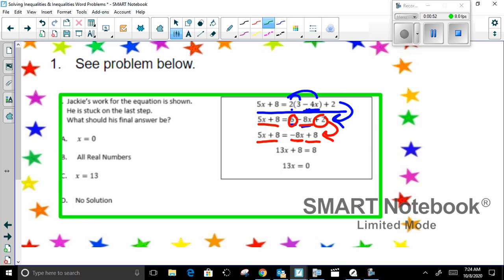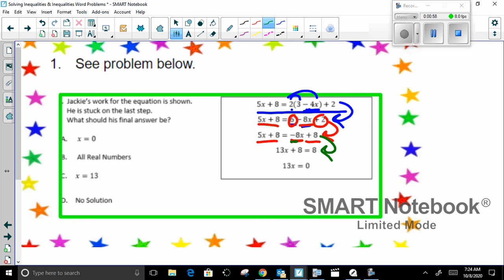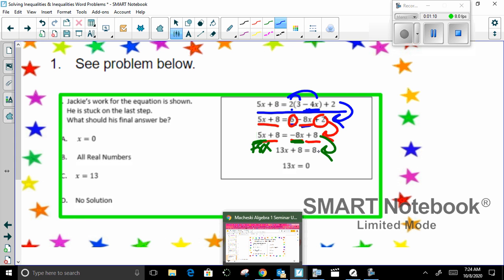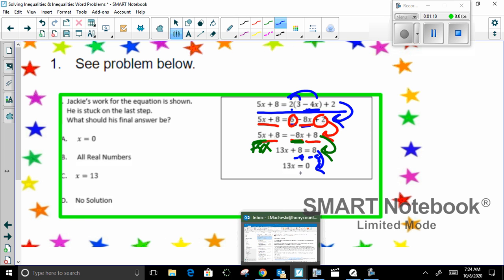So far, so good. Now, how did he go from line 3 to line 4? Looks like he has variables on both sides, so he brought the smaller over to the larger. So the opposite of minus 8x is plus 8x. That's where he got his 13x. Now it looks like from line 4 to line 5, he minused the 8 here. So he's got 13x equals 0. He needs to finish solving for x.